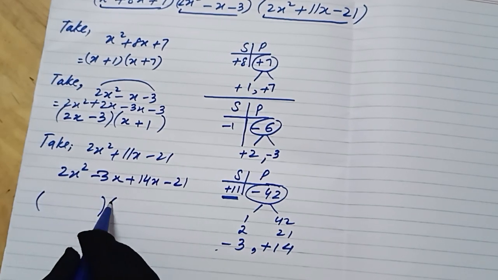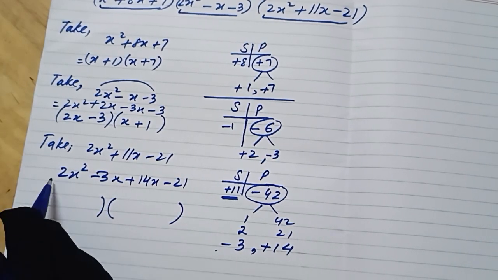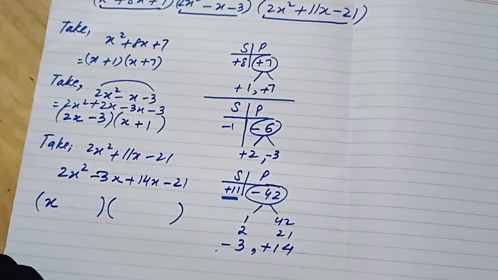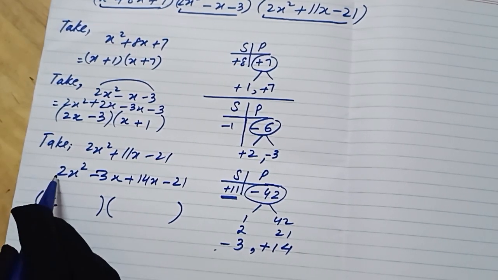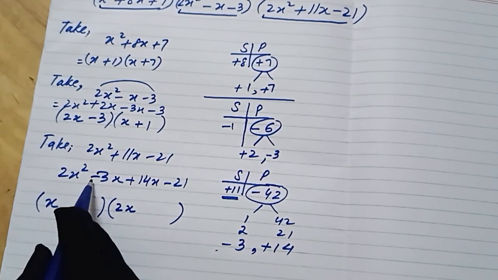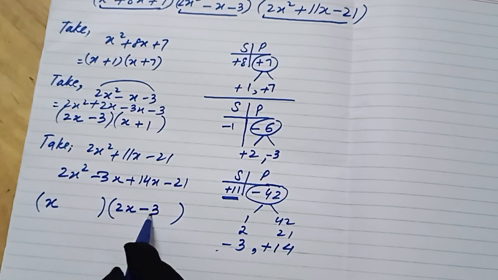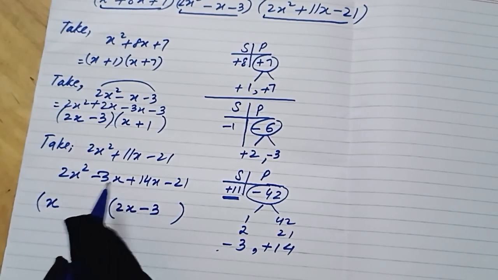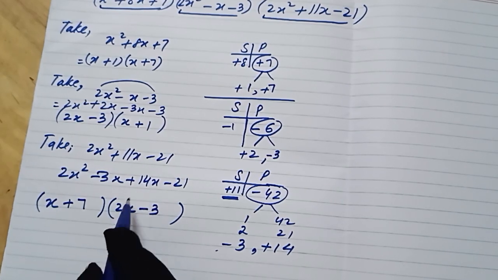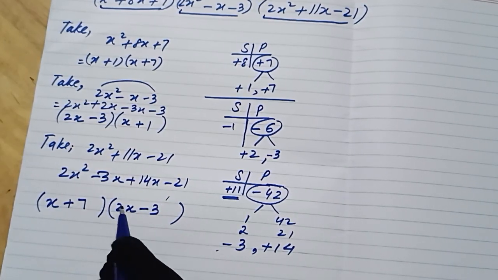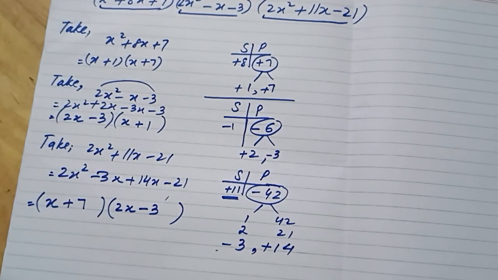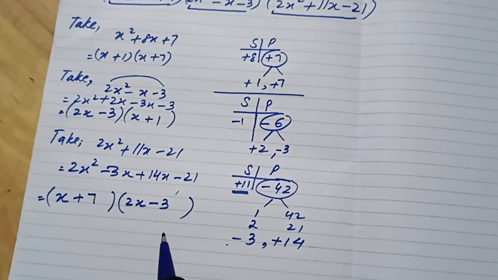You will make the two groups. What are you taking common from here? That is x, you will write here, and what is left you will write over here. After taking x common, 2x is left, so write here 2x minus 3. From here also what is taken common? Plus 7. So what is left here? 2x minus 3. Yeah, that's okay. So like this you can find the factors. And now collect the factors.